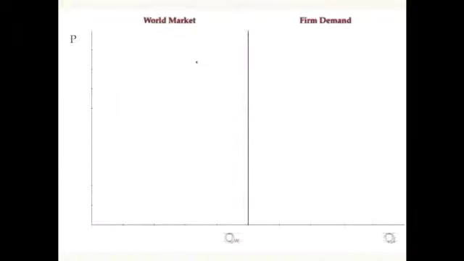So here we have our grid, and we're going to take a look at the world market and compare that to the demand that a firm faces. So we're going to set this up on the same graph. We're going to use the left-hand side here for the world marketplace. I've denoted QW here for the quantity in the world. To be honest with you, that's not really going to be important. We're mostly concerned with what the price is going to be. But I just wanted to keep this quantity here and the quantity for the firm and label it appropriately.